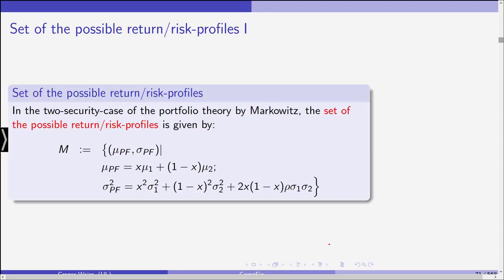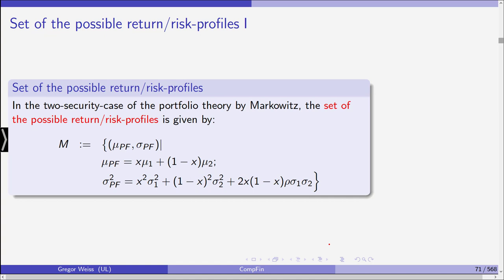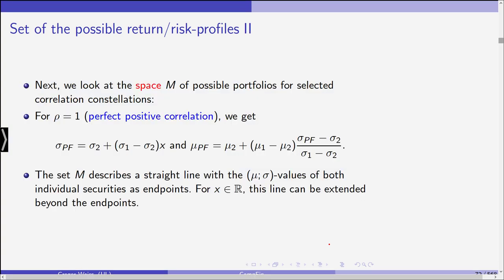So let's start. What is the set of the possible return-risk profiles in the case of Markowitz portfolio theory? In this case, you can see that we have the two-security case, and we are looking at all the different possible combinations of mu PF and sigma PF. Mu PF, the portfolio expected return, is X mu 1 plus 1 minus X mu 2, and the portfolio variance is given by X squared sigma 1 squared plus 1 and so on and so on. And how does this look? We'll see this later on for different values of the correlation. So let's look at this space M of possible portfolios for selected correlations.